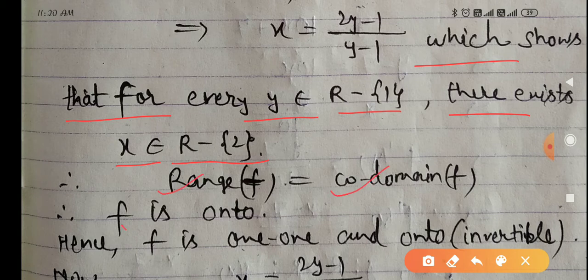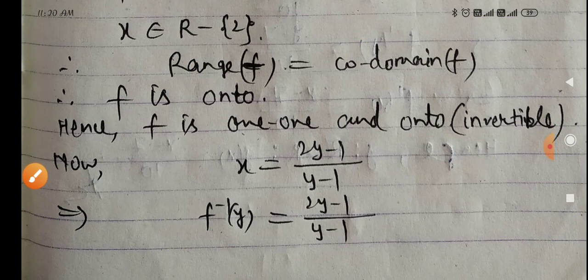When range equals codomain, f is onto. So it means that f is one-one onto, and when it is one-one onto, that's why I have written in brackets "invertible", because when a function is one-one onto, it will be an invertible function. Now when it is invertible, you can easily find its inverse.